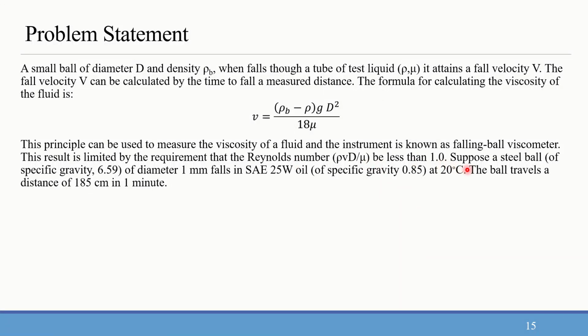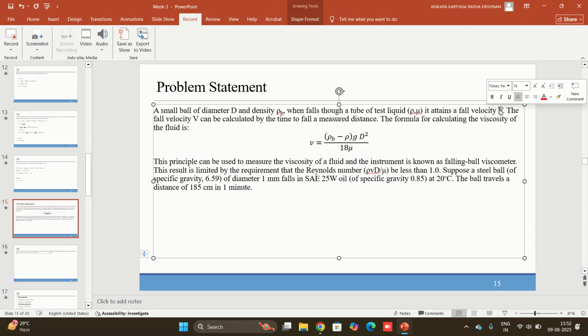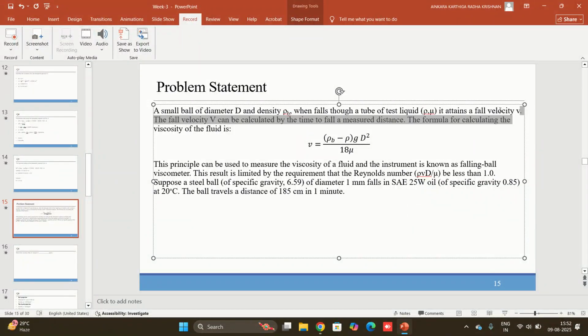Suppose a steel ball of specific gravity 6.59 and diameter 1 mm falls in a SAE 25W oil of specific gravity 0.85 at 20 degrees Celsius. The ball travels a distance of 185 centimeter in 1 minute. So few things, I'll make it small v. Alright, so now we will see what is given in the question first.